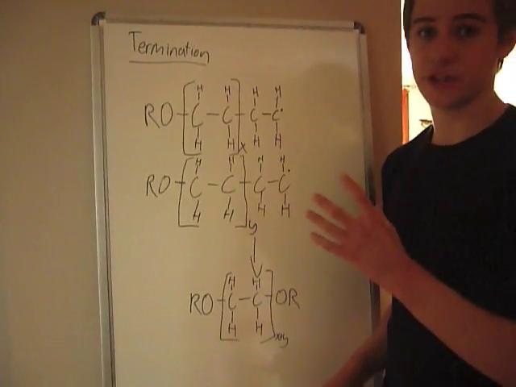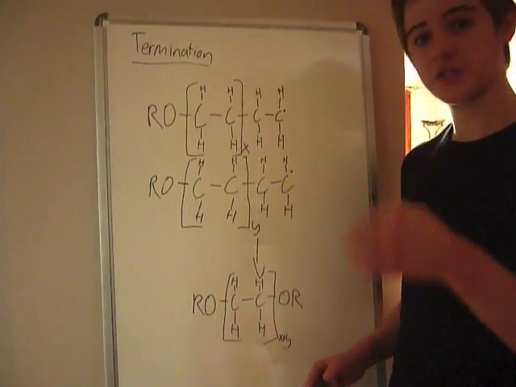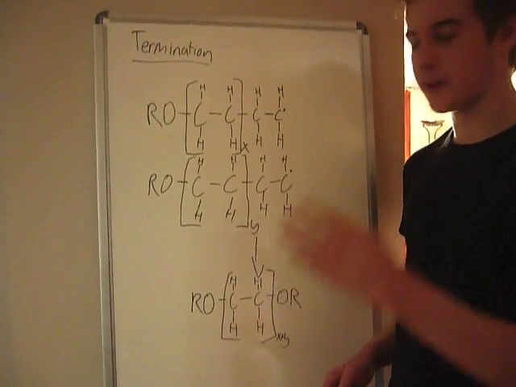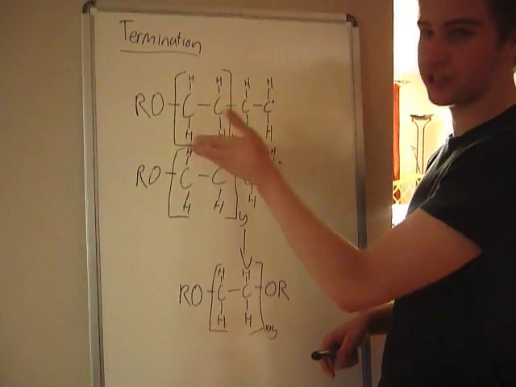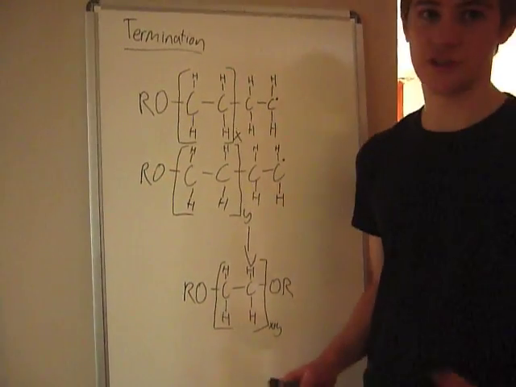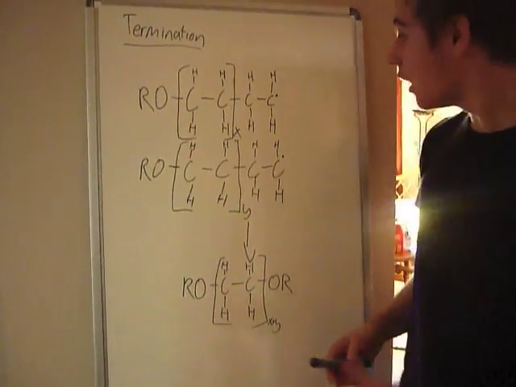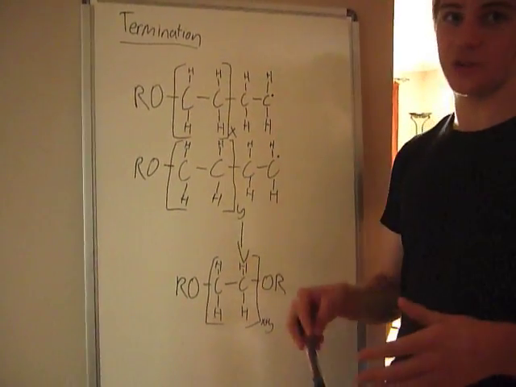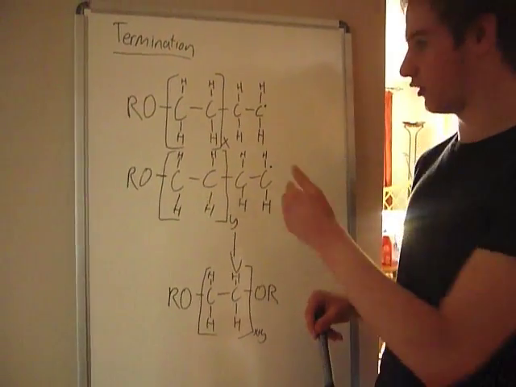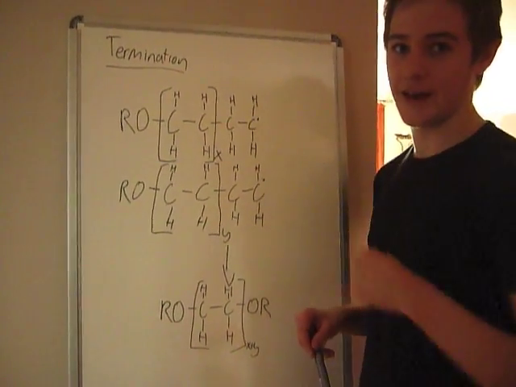The final step of the reaction is the termination. Once the propagation has happened so many times, you end up with a huge radical molecule with X number of repeat units. That'd be hundreds of thousands of repeat units maybe. At some point you want this to stop, because you want to get a complete polymer and you don't want the radical to continue reacting in that way.